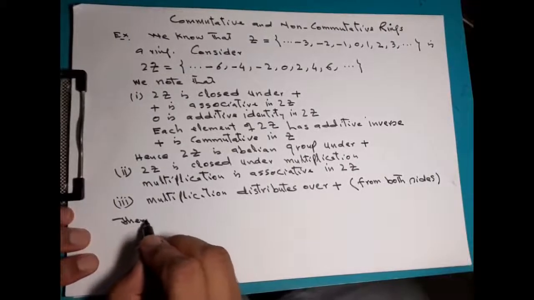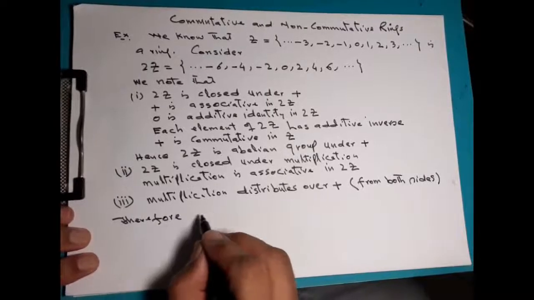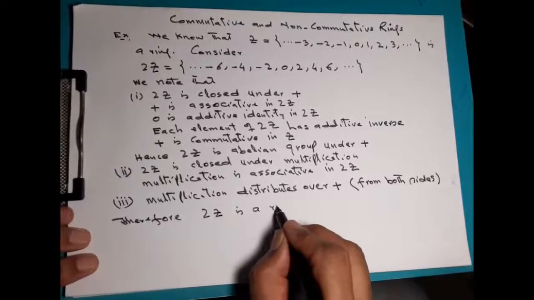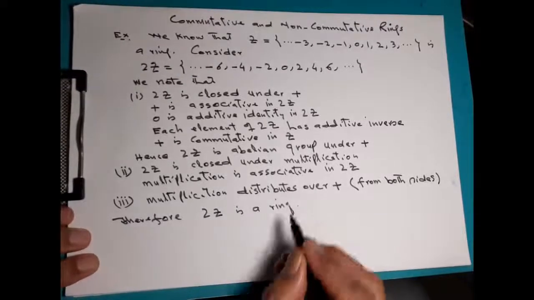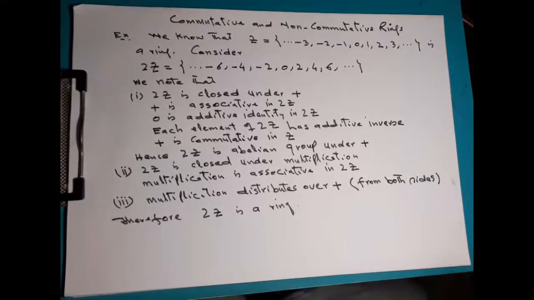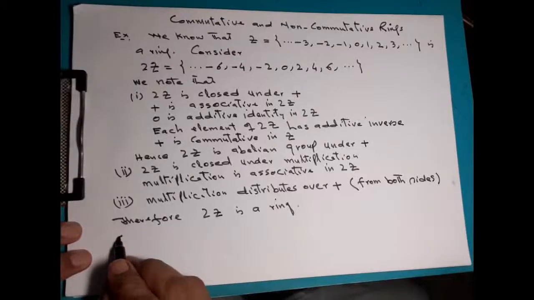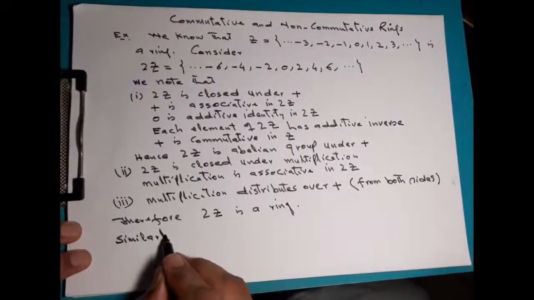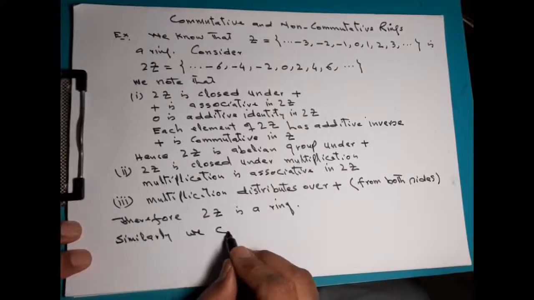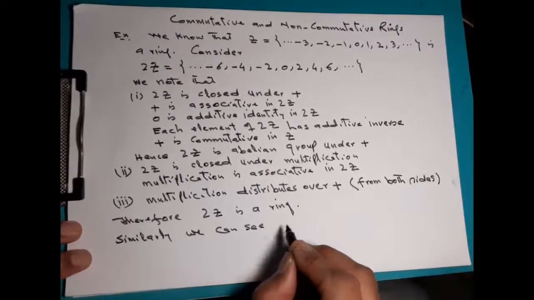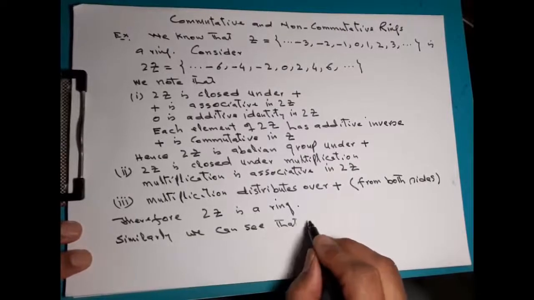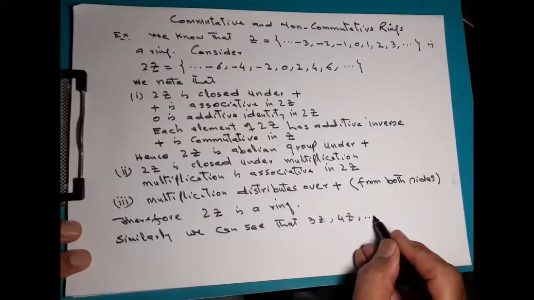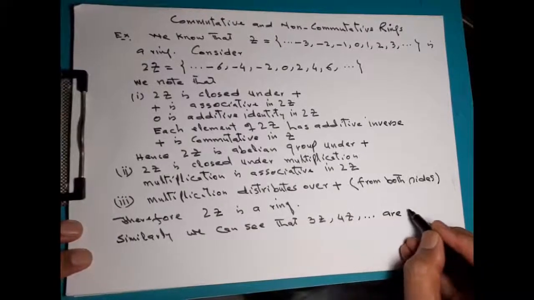Therefore 2Z is a ring, because 2Z satisfies all the conditions for being a ring. So having said that, similarly we can see that 3Z, 4Z and so on are rings as well.